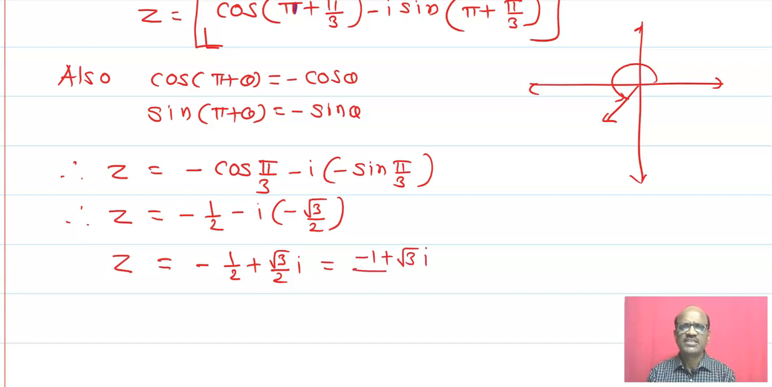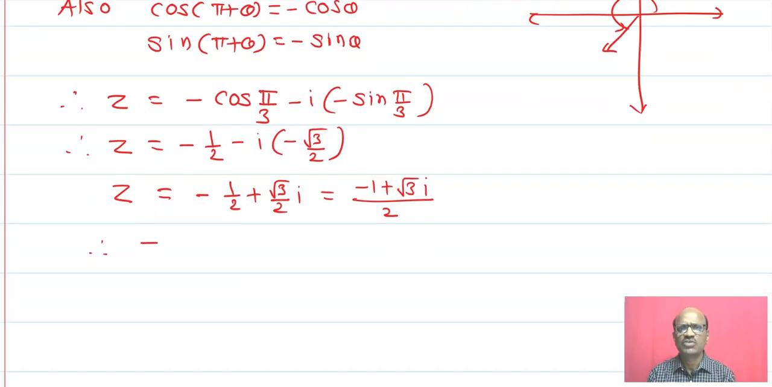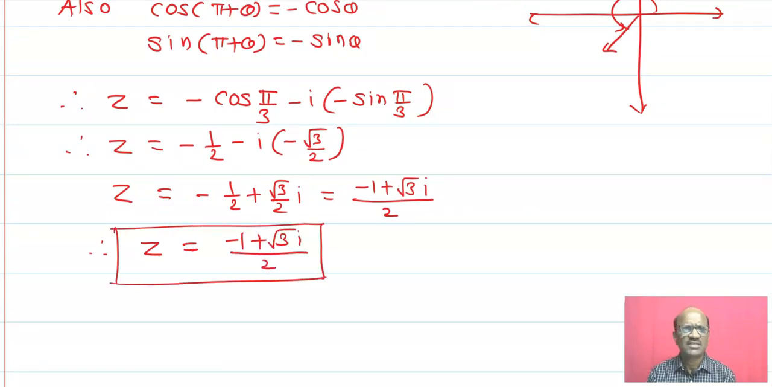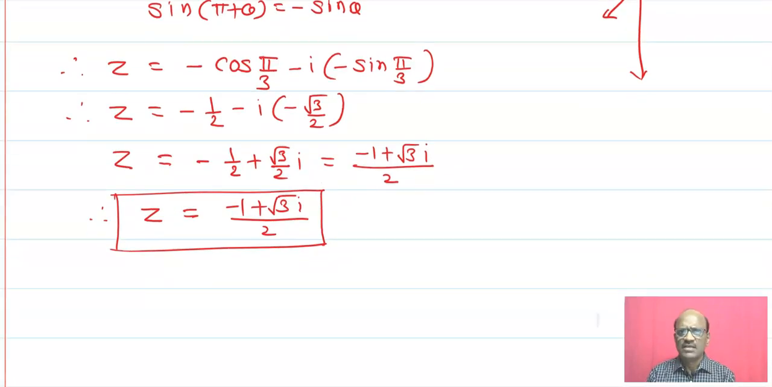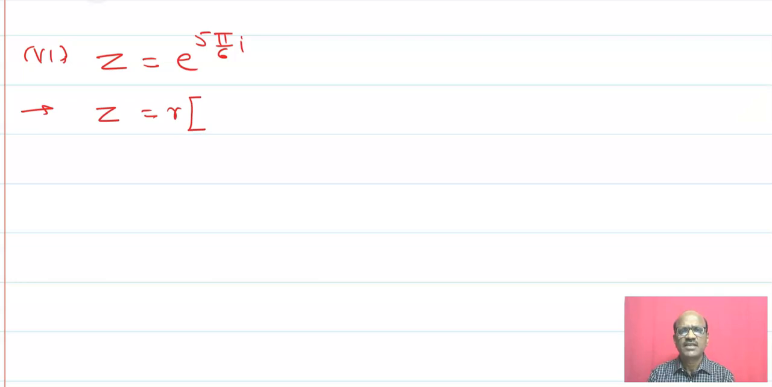And the next job is very simple: z is equal to minus cos of pi by 3 minus i in brackets minus sin of pi by 3. We can substitute its values. Now next, problem number 6: z is equal to e raised to 5 pi by 6 i. Again here is a pi by 6.